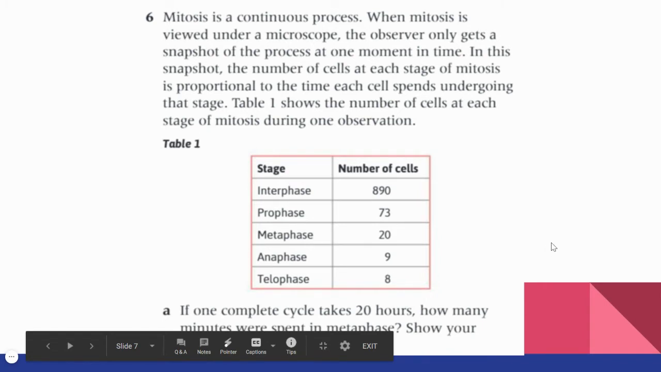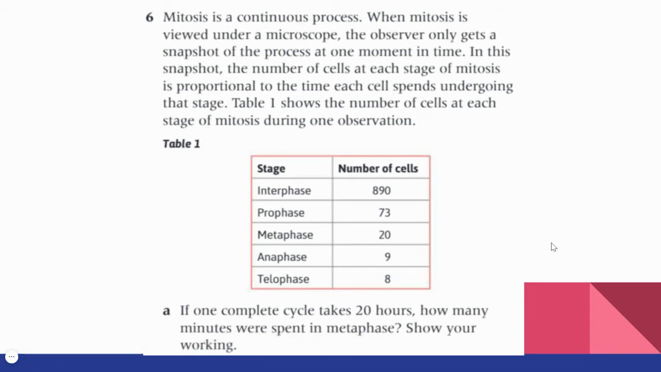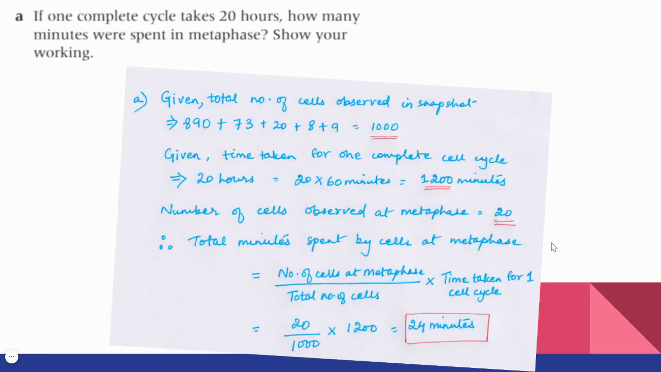Now let's look at bit A question. If one cell completes its cycle in 20 hours, how many minutes were spent in metaphase? You have to show your working. Okay, let's see. One complete cycle takes 20 hours and we have been given the total number of cells as 1000.